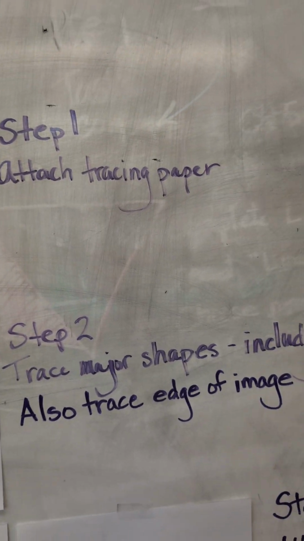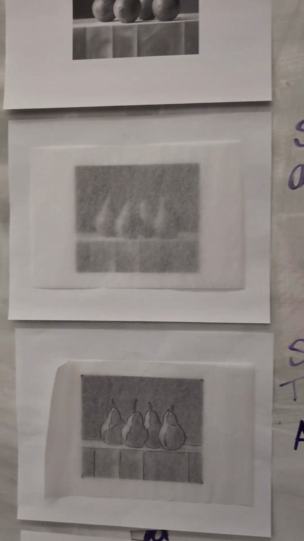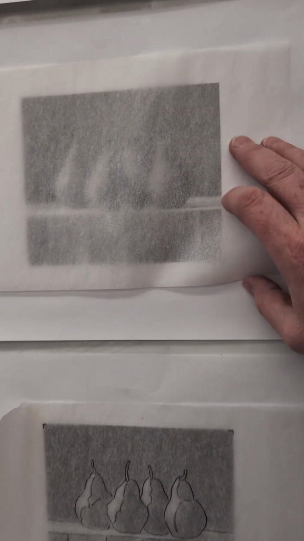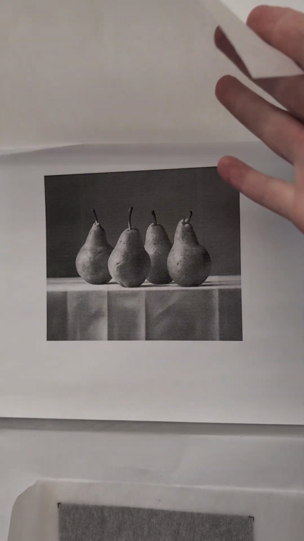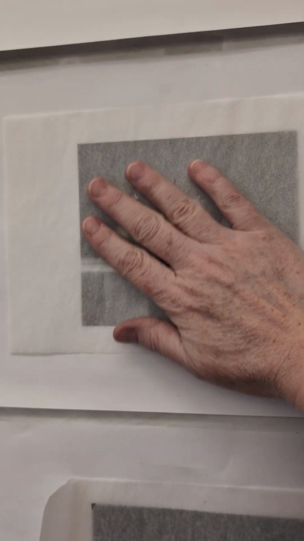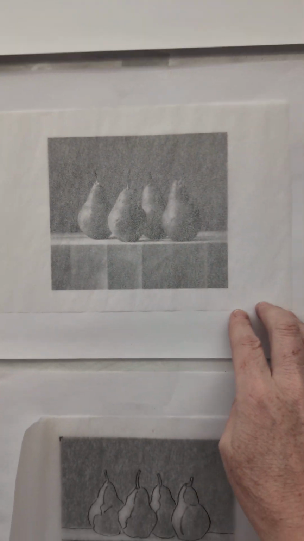Step one is you're going to attach the tracing paper to your picture. So just take a piece of tracing paper, tape it right over the picture so that the picture is kind of in the middle of it.